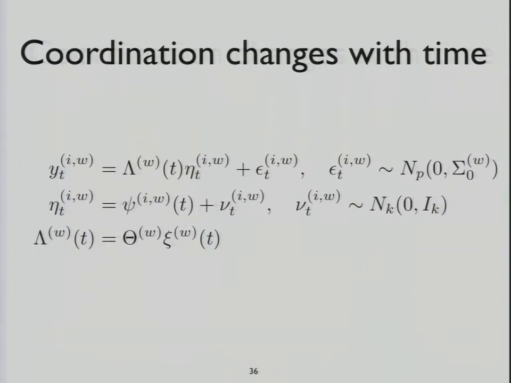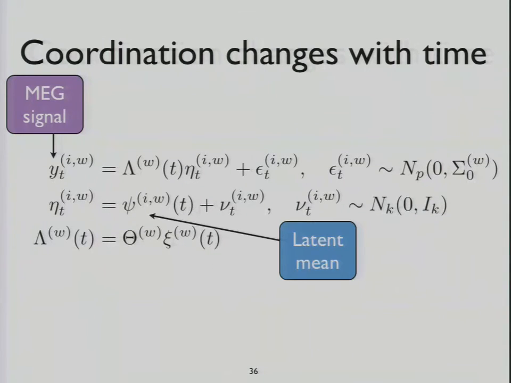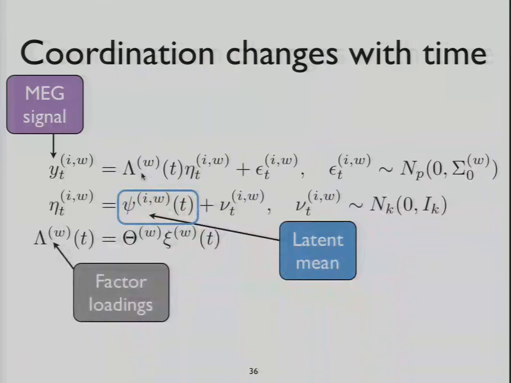So this is the full formulation of the model. We have our MEG data y sub t. We're saying that it's a function of this latent mean plus some noise. So we have eta here and eta here. We're saying that lambda is what takes our eta and projects it up into the full high dimensional space. We already know that psi, our latent processes, are Gaussian processes, but now we're introducing a new Gaussian process, xi, which causes lambda, the factor loading matrix, to become a function of time.